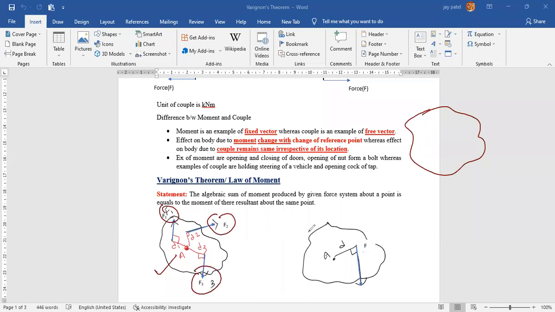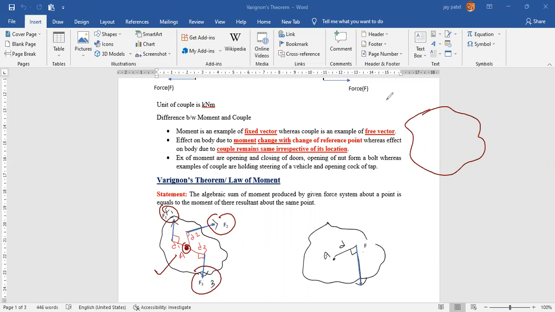Is it clear? Please confirm in the chat box. In this particular force system, we have three forces: F1, F2, and F3. Fine. Now, the algebraic summation of moments produced by the given force system about a point. Suppose I am interested in taking a moment about point A, and we have here the distances D1, D2, and D3, which are the perpendicular distances for these particular forces.